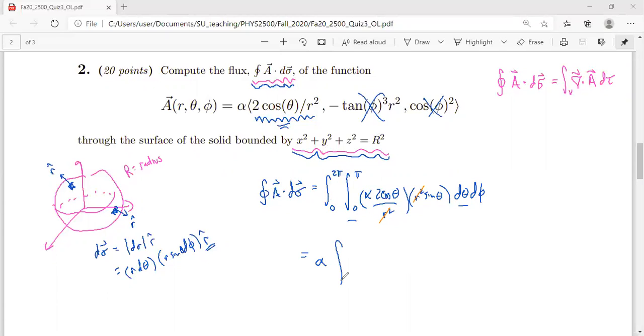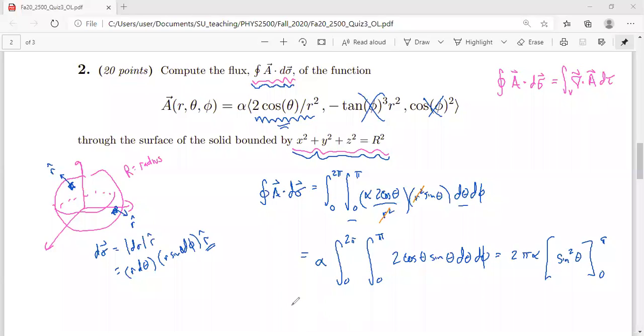Let's pull that alpha out, and then we get 0 to 2 pi, 0 to pi, 2 cosine theta sine theta, d theta, d phi. Okay, and this is just the derivative of sine squared. So we can antiderivative that and get sine squared. And then there are no phi pieces, so the integral over phi just gives us a 2 pi. So that's 2 pi alpha, and then sine squared theta evaluated at pi and 0, and sine squared evaluated at pi and 0 is both 0, so that's big fat 0.